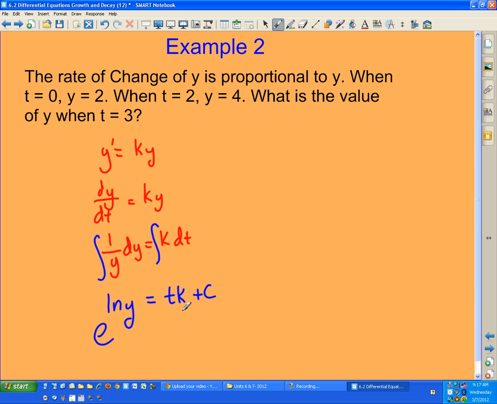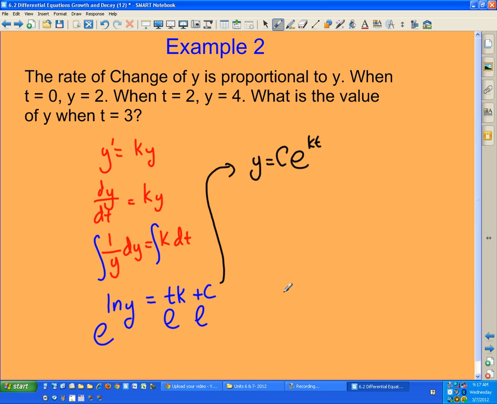So I do a base e all the way across, and I end up with the equation that y is equal to e to the k times t plus c. But remember what we do with the same bases: when we add the powers, they end up multiplying, so we get a function that looks like this, y equals c e to the k t. This is our basic exponential growth or decay model, and now we can work through this problem.